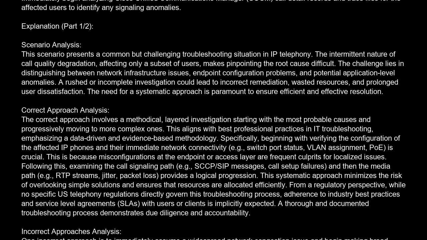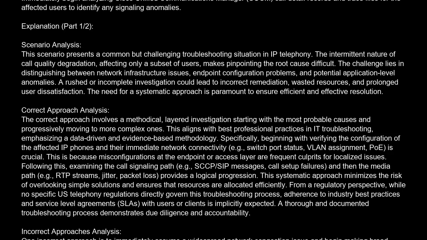Explanation. Scenario analysis. This scenario presents a common but challenging troubleshooting situation in IP telephony. The intermittent nature of call quality degradation, affecting only a subset of users, makes pinpointing the root cause difficult. The challenge lies in distinguishing between network infrastructure issues, endpoint configuration problems, and potential application-level anomalies. A rushed or incomplete investigation could lead to incorrect remediation, wasted resources, and prolonged user dissatisfaction. The need for a systematic approach is paramount to ensure efficient and effective resolution.